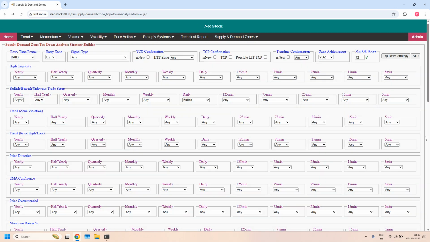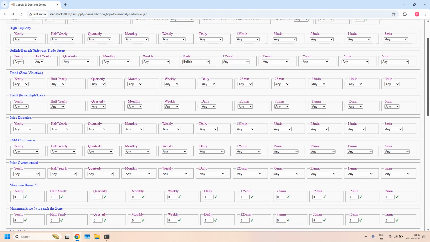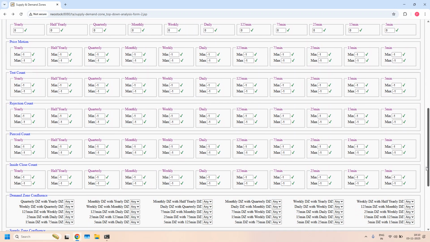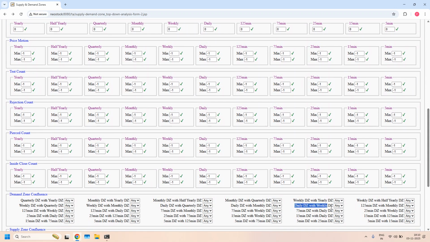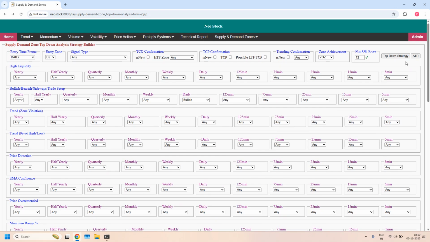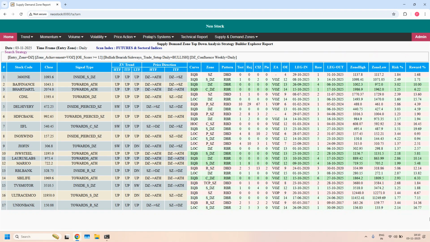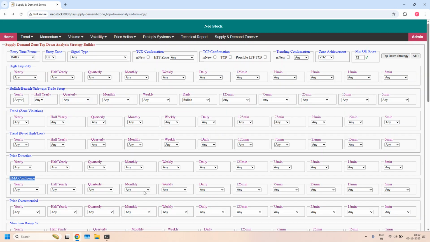Okay, first, as per the first strategy, LTF and ITF demand zone confluence and ITF EMA confluence. That is daily and weekly demand zone confluence is enabled. We got 17 stocks and all the ITF trend is uptrend. That is weekly trend. So let's further filter based on weekly demand zone having weekly EMA confluence.